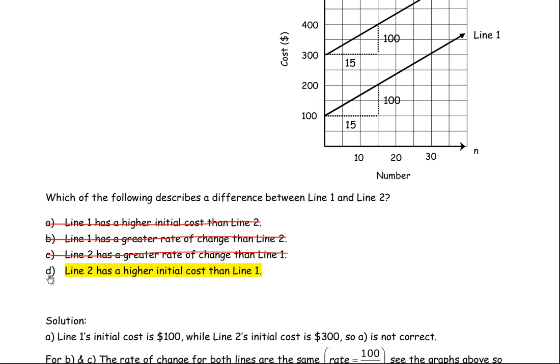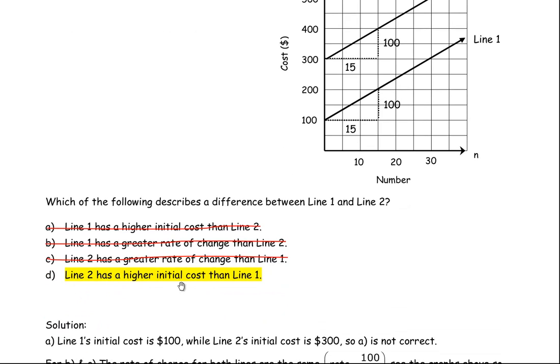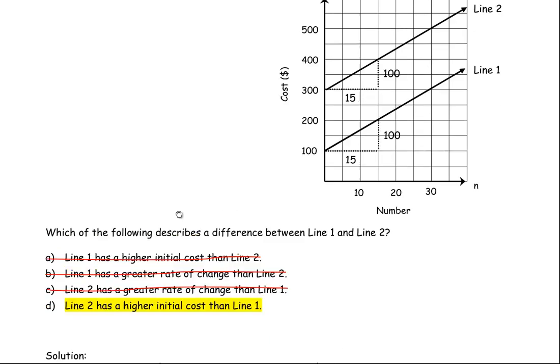So now we're hoping that D is going to be the right one. Line 2 has a higher initial cost than line 1, and that is correct. Line 2 starts at 300, whereas line 1 only starts at 100. So line 2 has a higher initial cost, so D is the correct answer for question number 9.